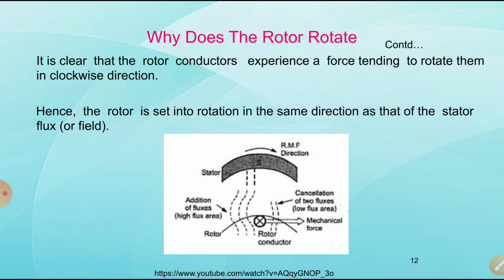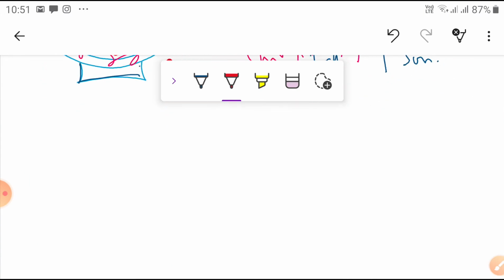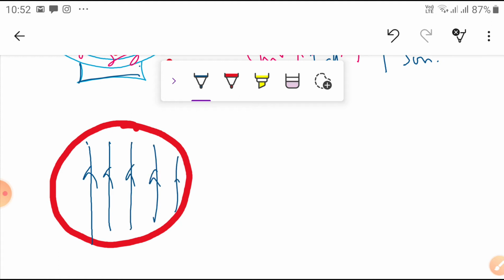Okay, dear students, I think you have the idea. Let us recall and repeat once again. You can see here, this is the rotating magnetic field, the lines of force moving in this direction, the magnetic field, for example, you take this direction.